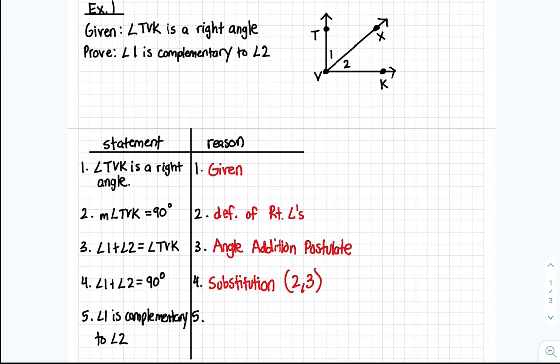And then lastly, look in step 4, you guys: angle 1 plus angle 2 is equal to 90. Angle 1 is complementary to angle 2. Why can we say that? Well, angle 1 plus angle 2 is equal to 90. Doesn't that say that if those two angles add up together, then it's 90? That's literally the definition of complementary angles. And then you are done.